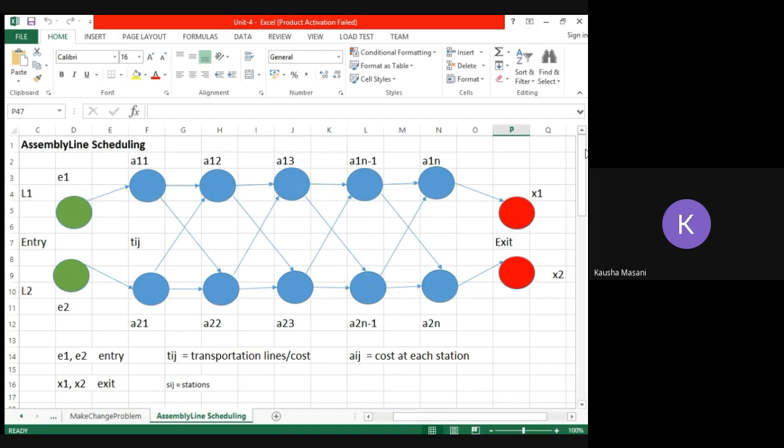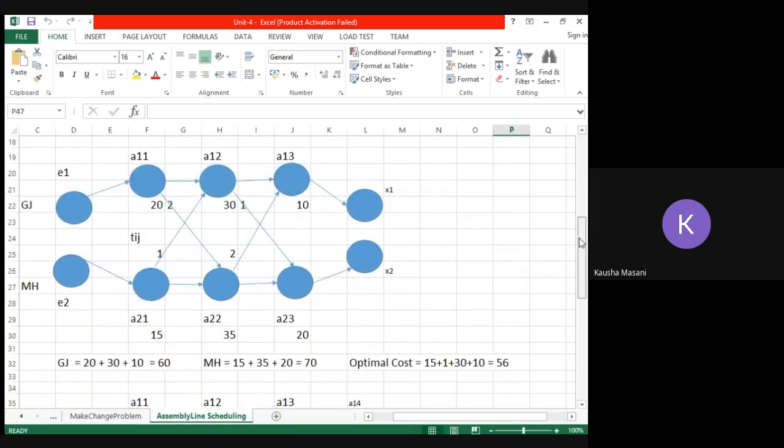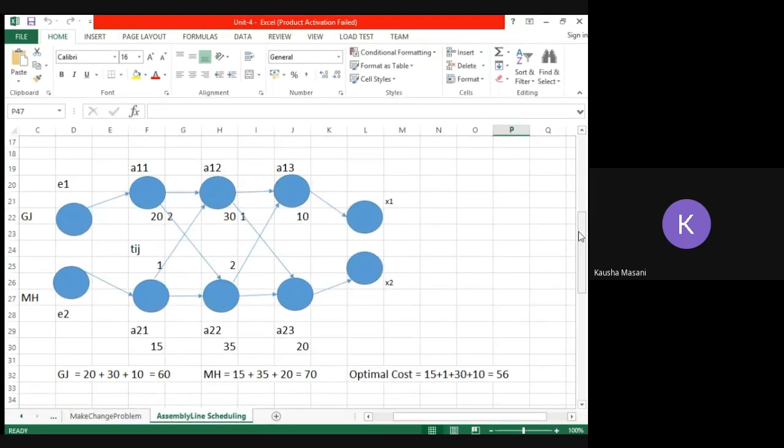Fine. So today we are going to use one formula to find the cost at each of the stations. What we are finding is the cost at each station, and at the end we will compute which line we should follow. We solved one example yesterday. We compared the cost.